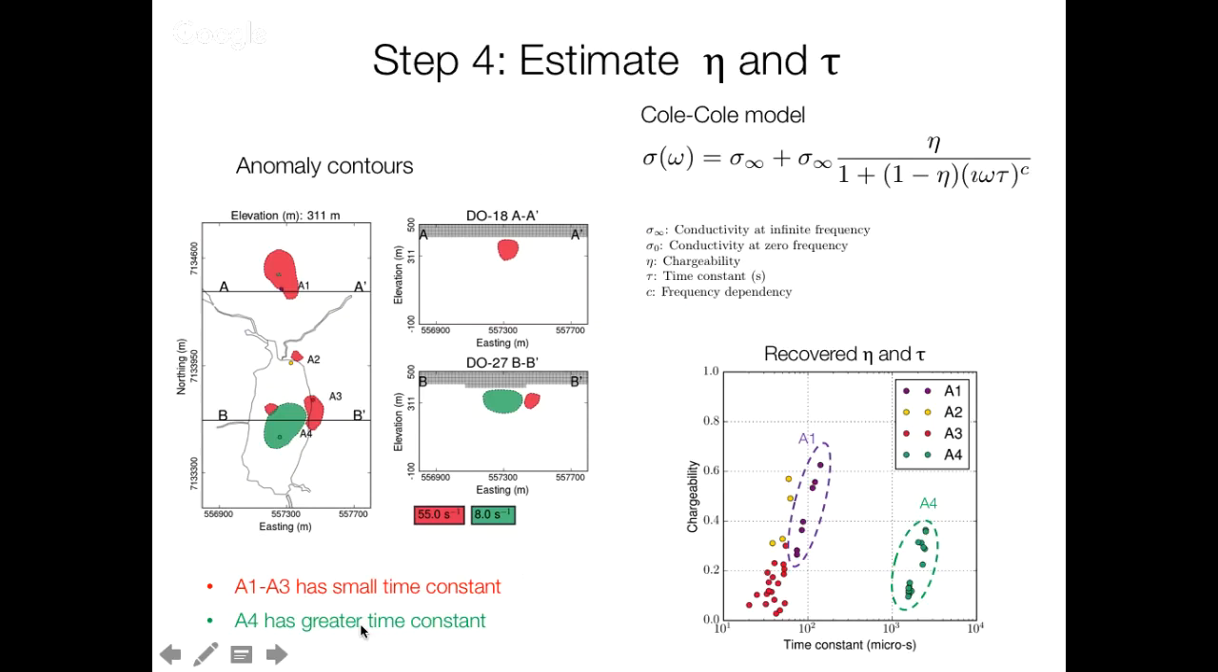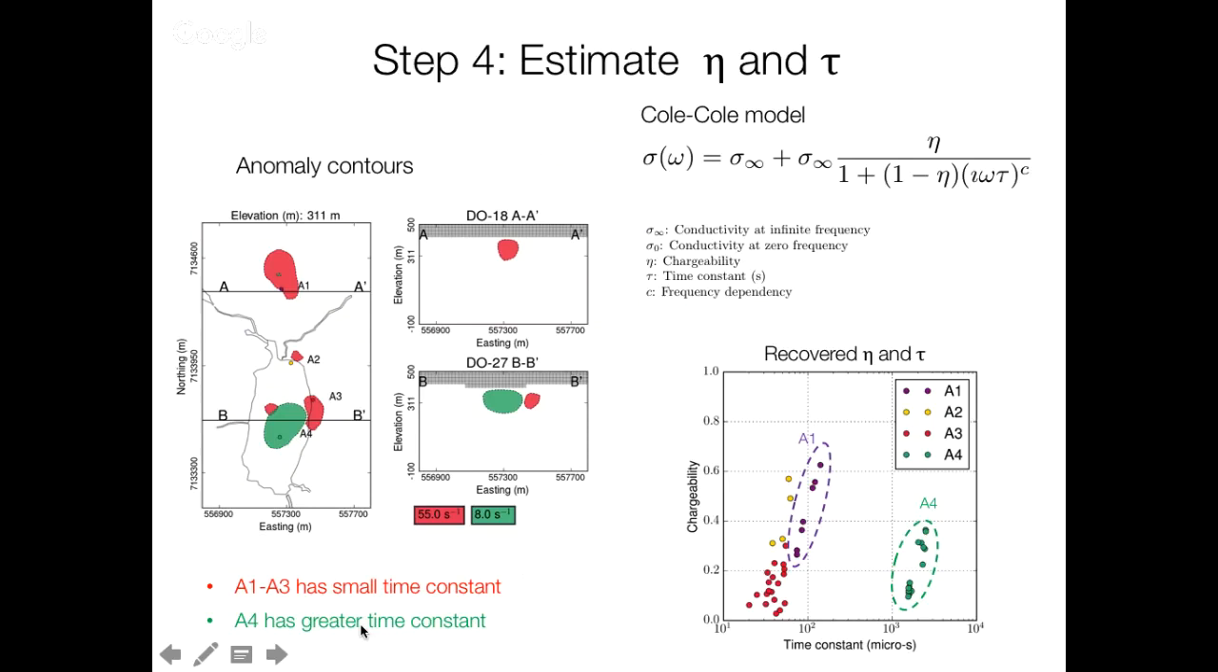So for each pixel, I can go ahead and do that. And when we're taking values, we're just going to use pixels, of course, in places that have chargeability. So A1, A2, A3. We take a number of pixels from each of these, and we go ahead and invert them with a Cole parameter, assuming that. And what we're interested in is trying to find both eta and tau.